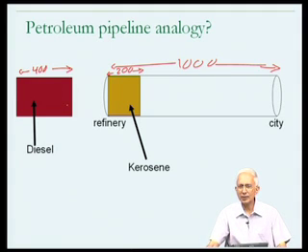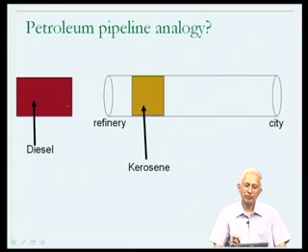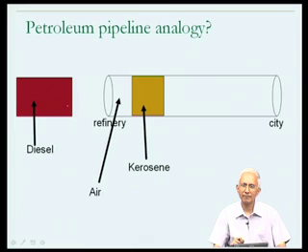And the answer which may arise in your minds in terms of the petroleum pipeline is that before pumping the diesel volume into the pipeline, I actually pump some air into the pipeline. In other words, the kerosene is being pumped through the pipeline from the refinery to the city, but before pumping the diesel, I pump some air into the pipeline, and then I pump the diesel into the pipeline. Then there's no danger of the kerosene and the diesel interfering with each other.